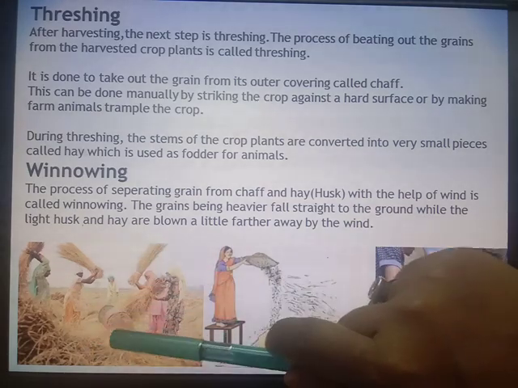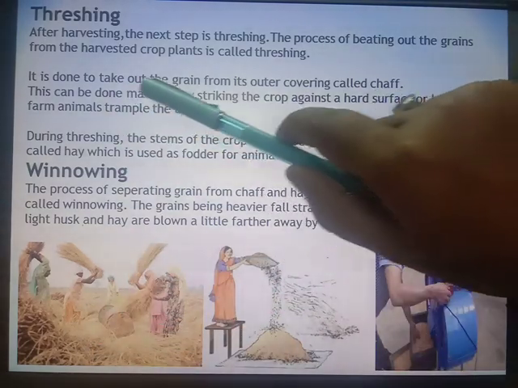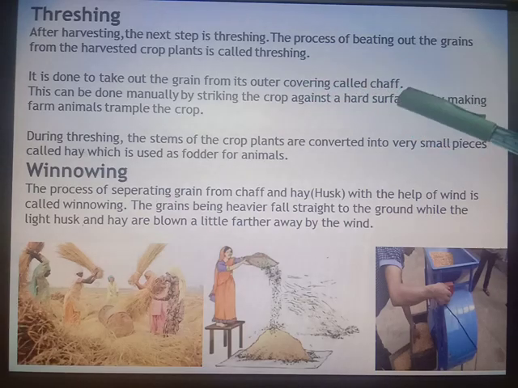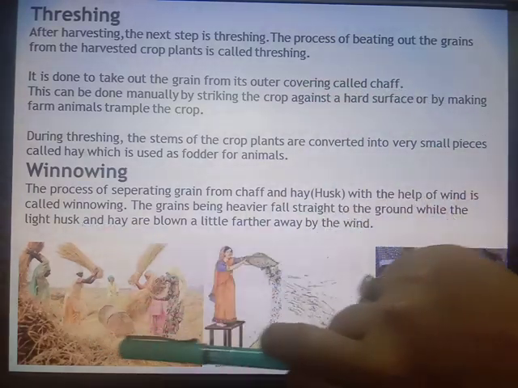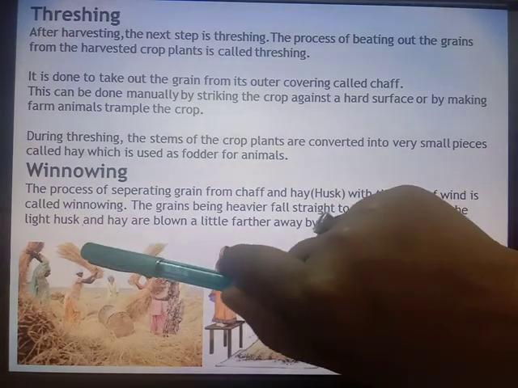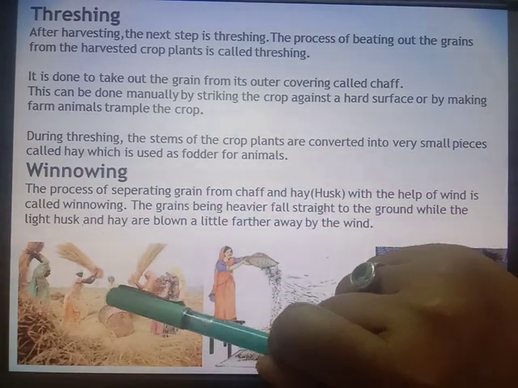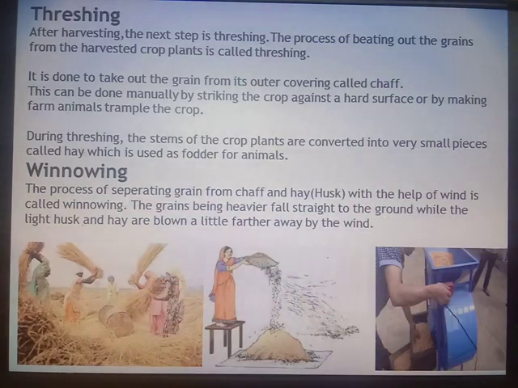Now what happens in this case? The grains come out from their outer covering, which is called chaff. When we beat hard the crops which are cut from the ground, what happens? The grains come out from the chaff.